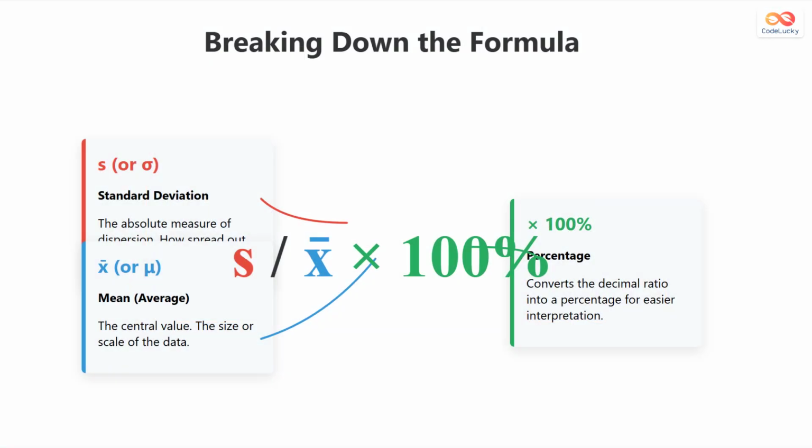Let's break that down. The top part of the fraction is the standard deviation, representing the spread. The bottom part is the mean, representing the scale of the data. By dividing the spread by the scale, we normalize the data. Multiplying by 100 converts this decimal into a percentage, making it much easier to talk about. For example, we can say the variability is 5% of the mean.